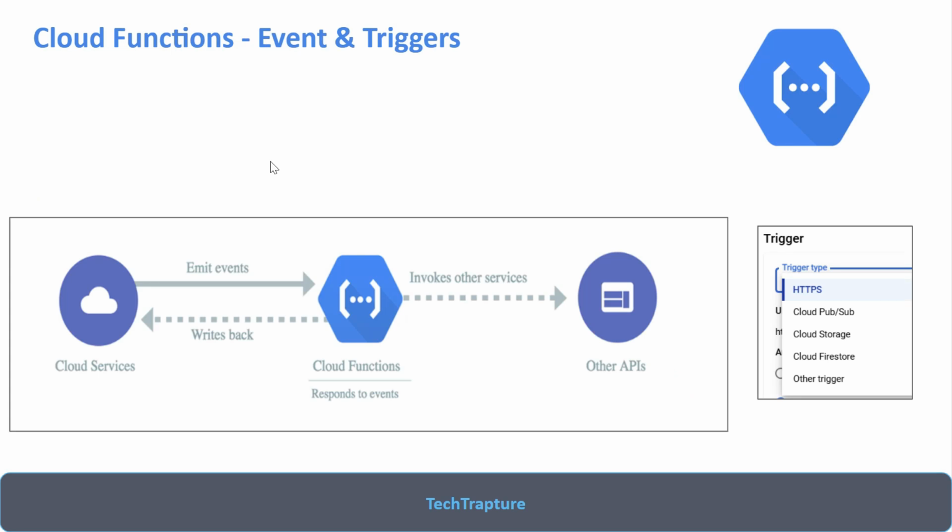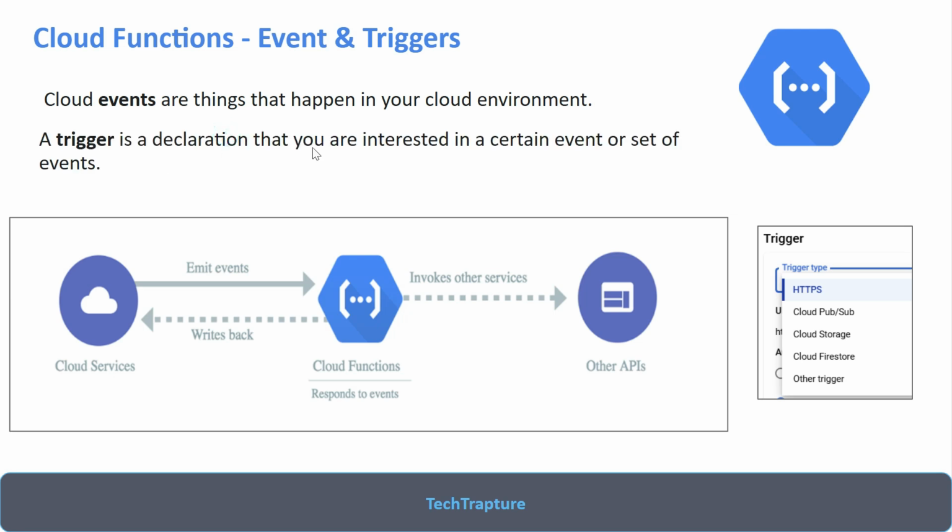Now we'll try to understand what a Cloud Function event and trigger are. Cloud events are things that happen in your cloud environment. Anything happening in your cloud infrastructure is an event. Someone uploading a file to your storage bucket is one event. Someone deleting a virtual machine is an event. And if you have to perform a specific task on a specific event, you have to specify the trigger. A trigger is a declaration that you are interested in a certain event or set of events.